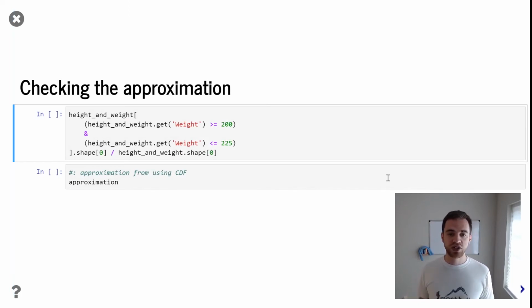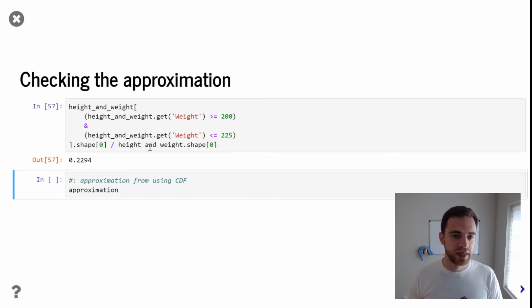So let's check and make sure that that actually worked pretty well. What I'm going to do is fall back to my technique that uses the data. I'm going to take my data set and do a simple query on this to find all of the people whose weight is greater than or equal to 200 and less than or equal to 225. And then just count how many there are and divide by the total number of people. And I get 0.2294 or 22.94%.